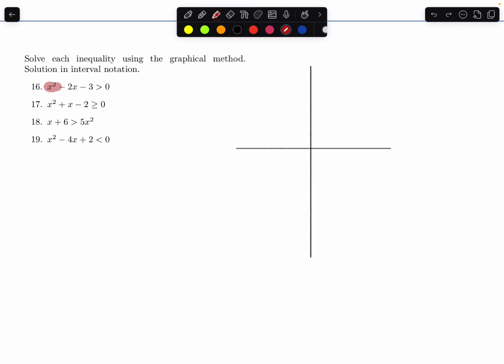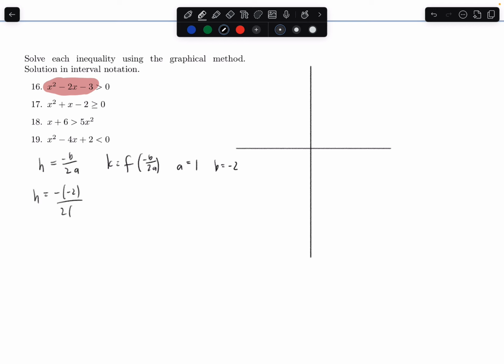So first question, we're given this thing, we're asked to solve it by graphing. That means the first step is to actually graph the thing. And to graph the thing, we're going to change it to vertex form. So we're going to do the usual procedure here. Look at number 16, right? Got to figure out my h, which is negative b over 2a. And then my k, which is the function value at negative b over 2a. Here a is equal to 1 and b is equal to negative 2. So that makes h negative of negative 2 over 2 times 1, which is positive 2 over positive 2, which is just 1. So that's nice.